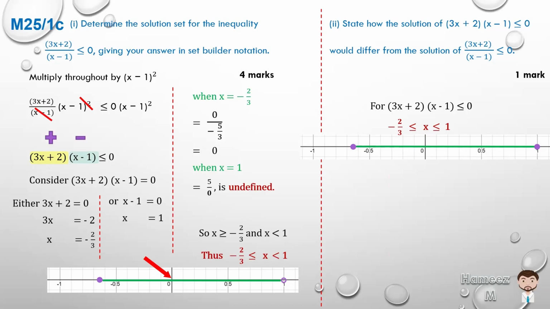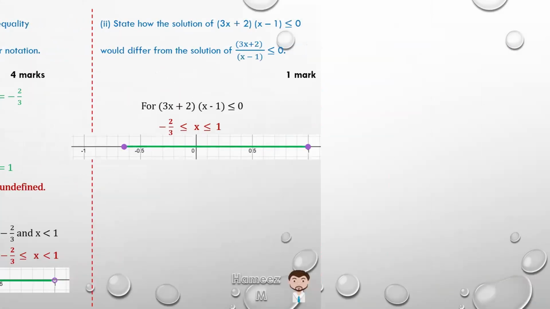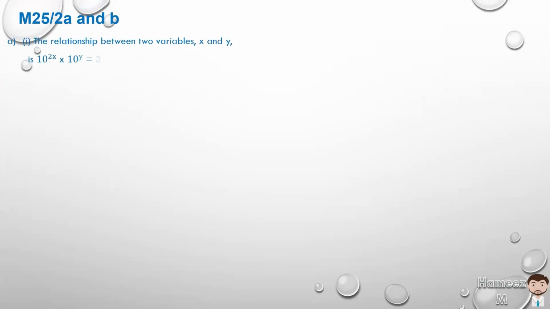It is defined. Let's now move on to number 2, where we're looking at the relationship between two variables x and y: 10 to the power 2x times 10 to the power y equal to 3.